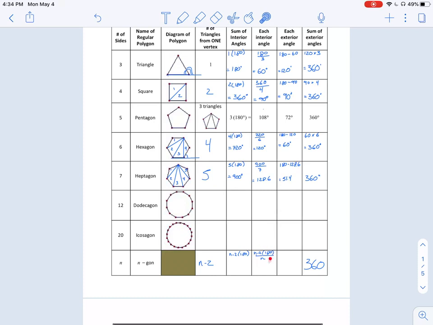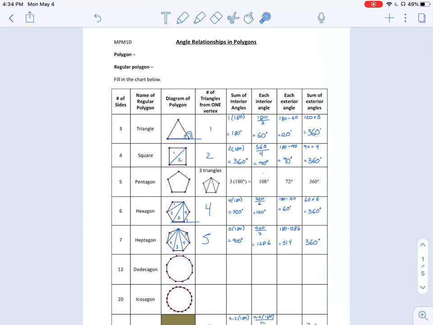We know that we can determine the individual interior angle by taking n minus 2, multiplying it by 180, and then dividing by the number of sides. Again, we use these four examples to prove that as well, okay? So hopefully that shed some light on the angle relationships in polygons, but knowing which formula to use is going to really help you when trying to solve those problems moving forward.